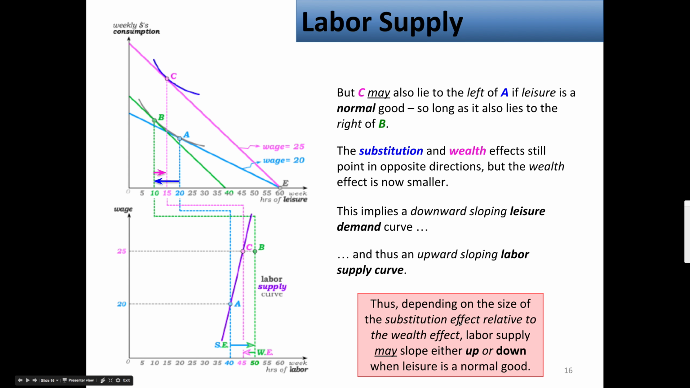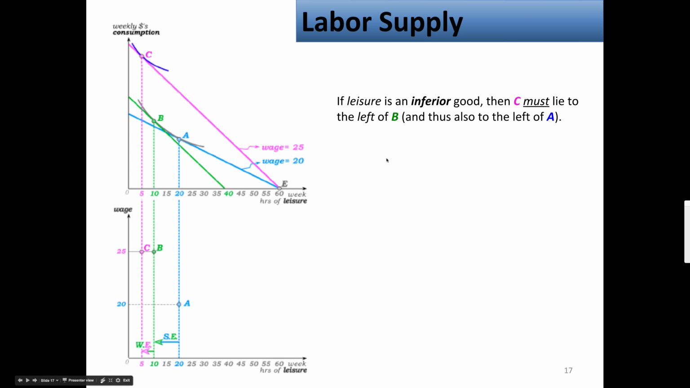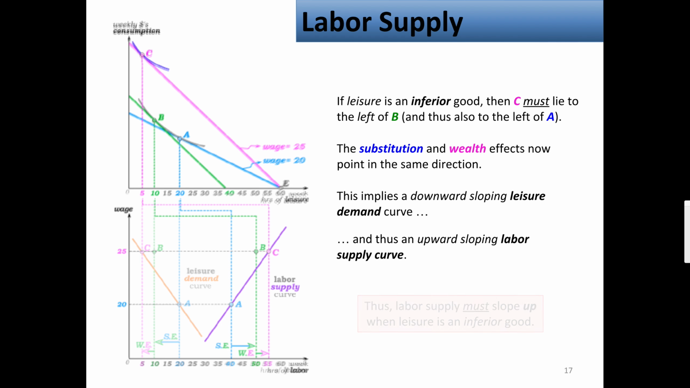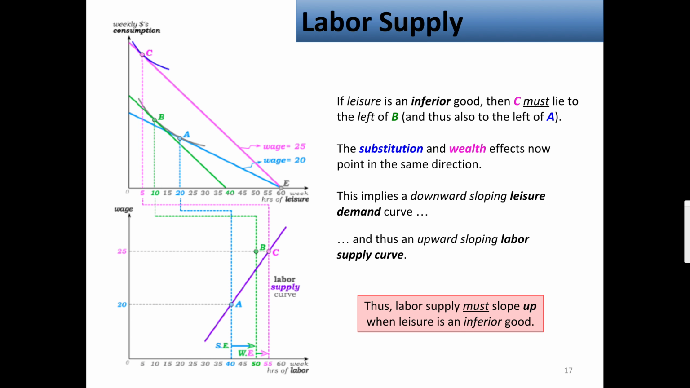Depending on the size of the substitution effect relative to the wealth effect, the labor supply curve may slope either up or down when leisure is a normal good. Okay, and if leisure is an inferior good, then C must lie to the left, you see. So the substitution effect and the wealth effect are going to point in the same direction. So then we're going to have a leisure demand curve which is downward sloping, and by definition, we must have an upward sloping labor supply curve, okay? So this is important. Labor supply must slope up when leisure is an inferior good, okay?